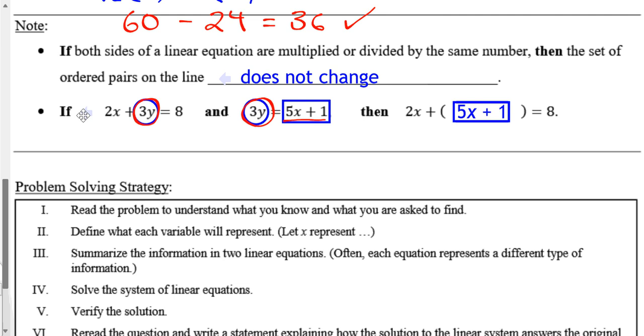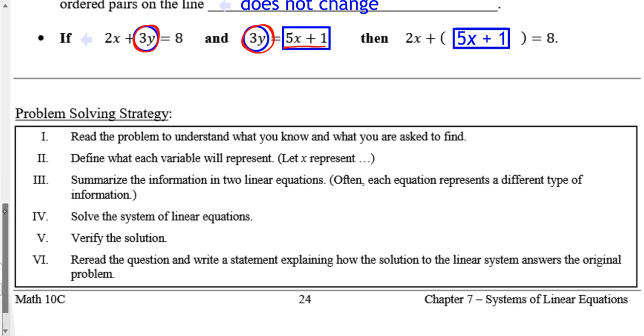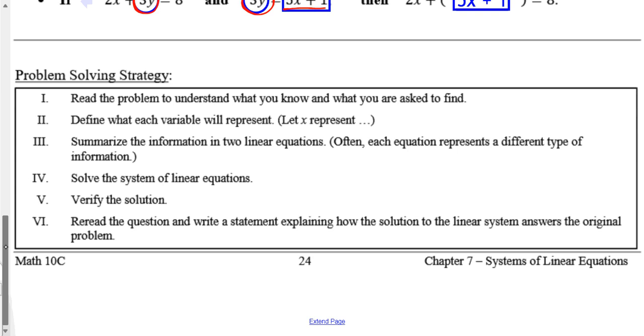Let's shift gears now and start looking at some application questions. Here I've given you a problem-solving strategy. So you should take a moment to read through these. I'm going to go ahead and look at some examples, and I will follow these steps as we go through the examples.